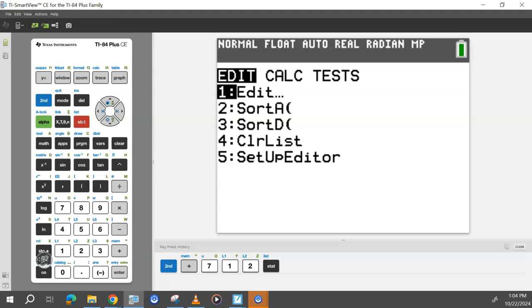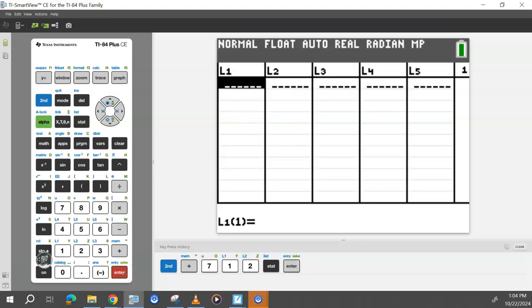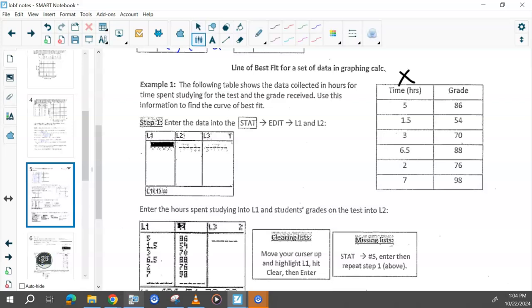You should be on the edit screen. Press enter or 1. And then the table that's given to you on your notes, we're going to put that into L1 and L2. So before we do that, looking at your notes, this example is given time in hours and the grade. So does the grade depend on the time or does the time depend on the grade? Grade depends on the time. So that means the time is our x and the grade is y. Usually time in general is x because we can't control it.